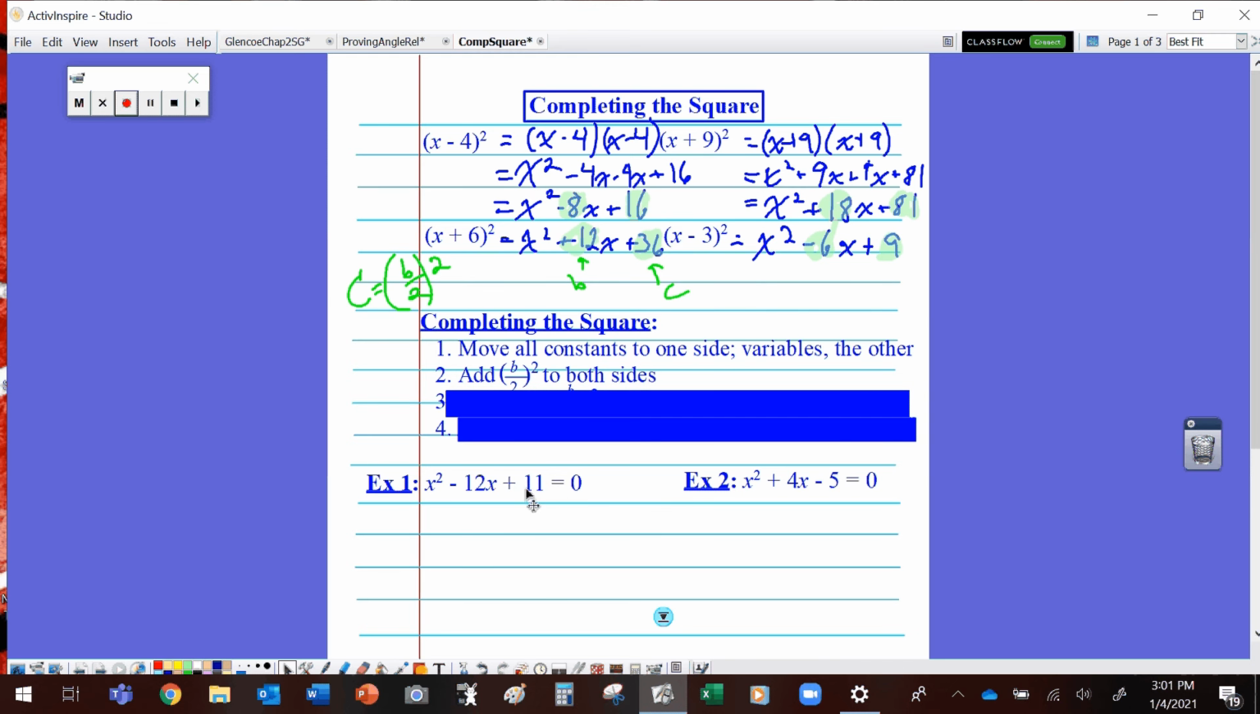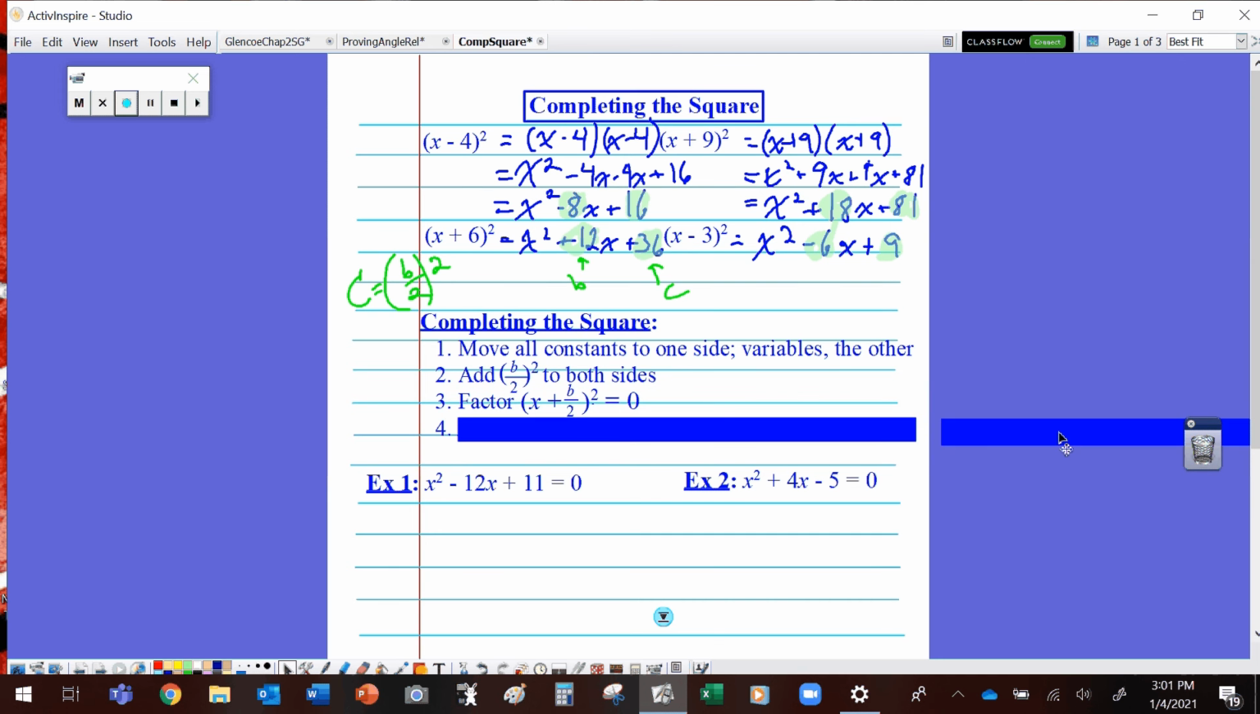Now, on the left side, I'm going to put exactly this, what we see. And on the right side, I'm going to simplify that expression a little bit. Okay, then I'm going to factor. And it's always going to factor the exact same way. X plus b over 2, the quantity, squared. So whatever was in here before we squared it, that goes in the parentheses with x.